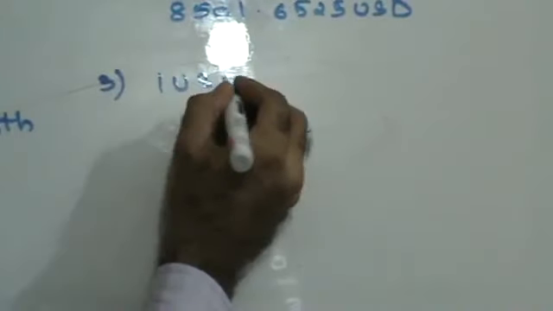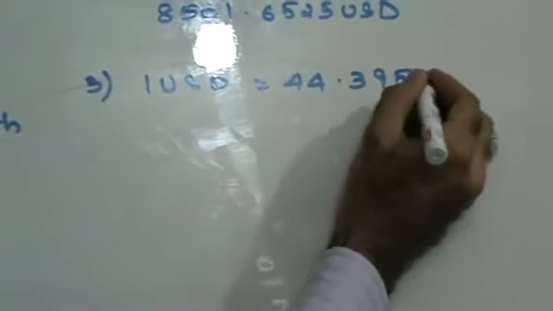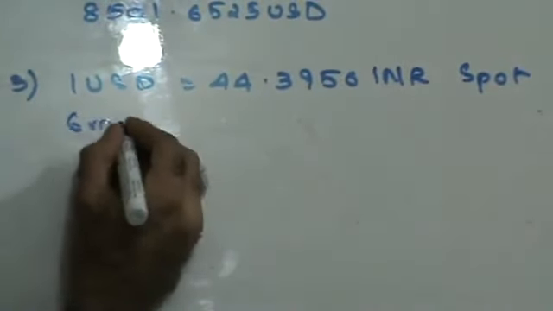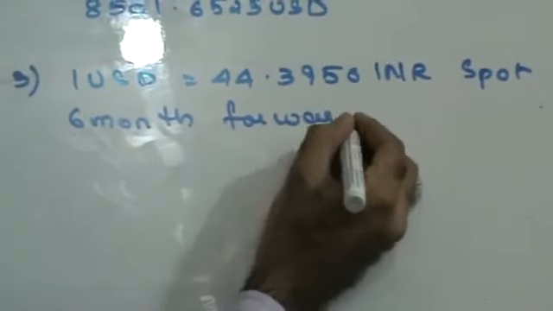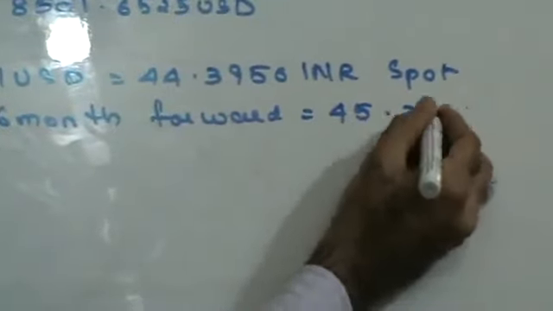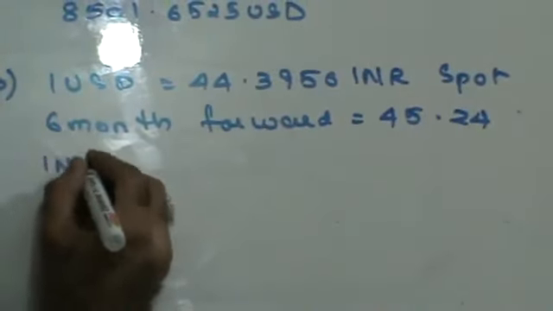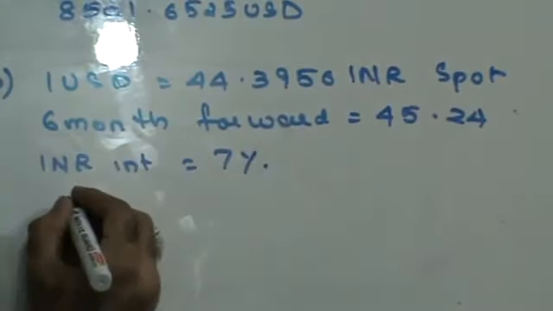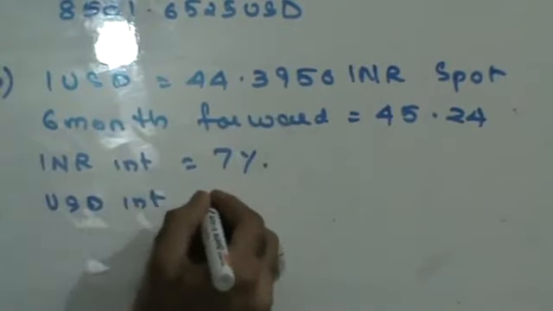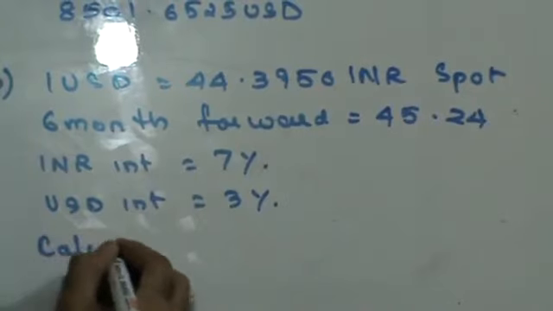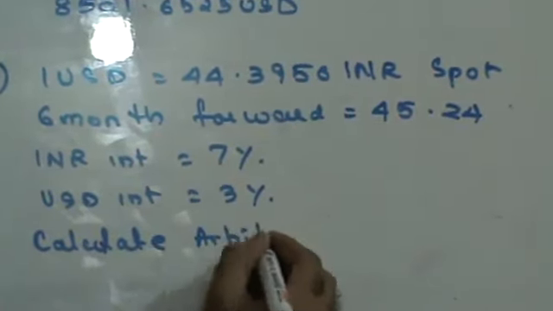Now I'll put up a couple of sums for you all to practice of arbitrage gain. One USD is 44.3950 INR spot. 6 months forward is 45.24. INR interest is 7%. USD interest is 3%. Calculate arbitrage gain.